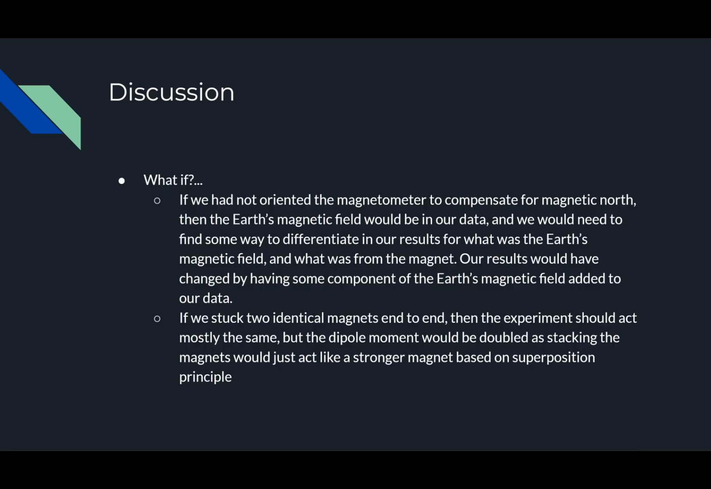If we stuck identical magnets end to end, then the experiment should act mostly the same, but the dipole moment would just be doubled because you're stacking the magnets. It just makes a stronger magnetic field based on the superposition principle, so from far away it'll look like one super strong magnet. Close by, it'll be slightly different, but from far away, it'll just be like one strong magnet.